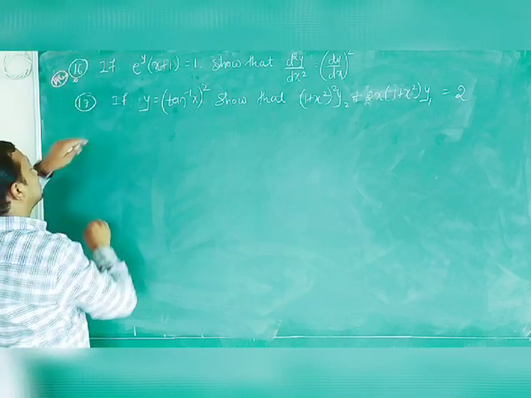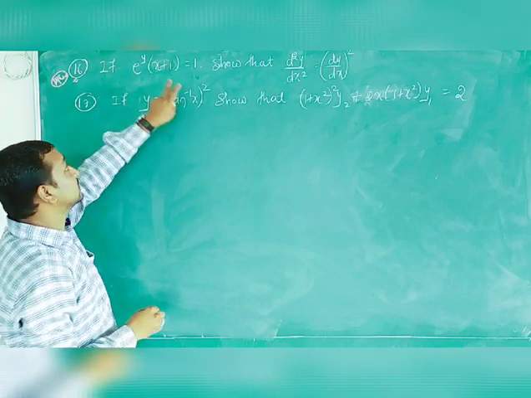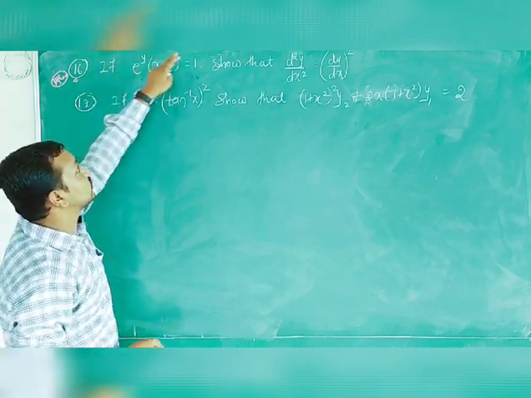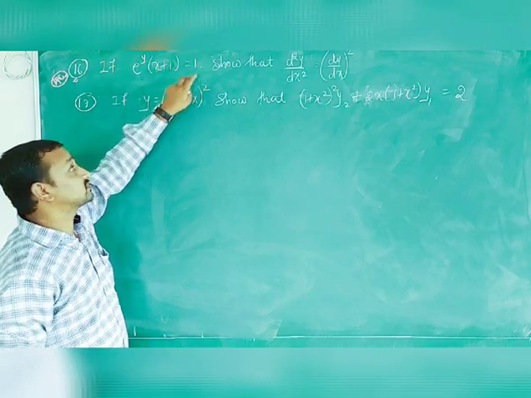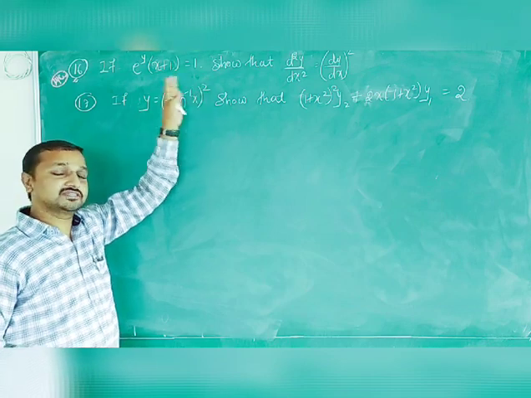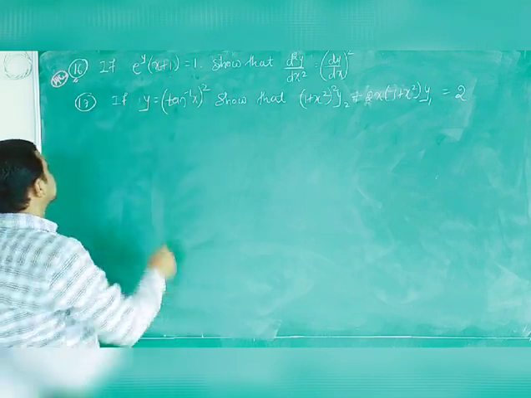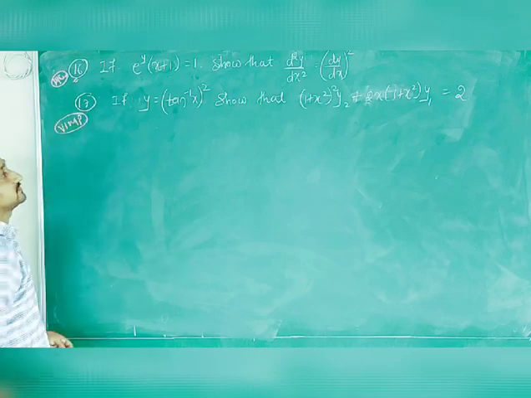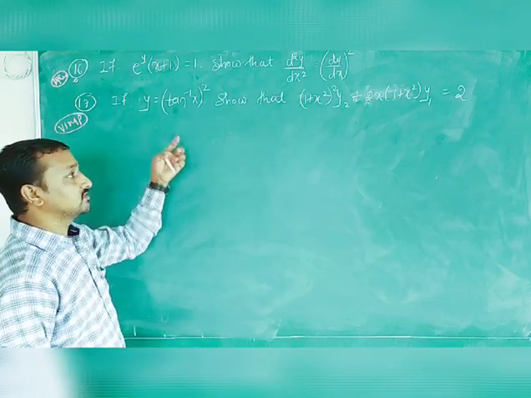This example is also your homework, the 16th example. What you can do is keep x plus 1 as this, or e raised to y keep as this. This is 1 divided by x plus 1, by cross multiplication. Then differentiate, divide by dx, and you will get the answer. This example is very important. Is that clear? You can solve this example.